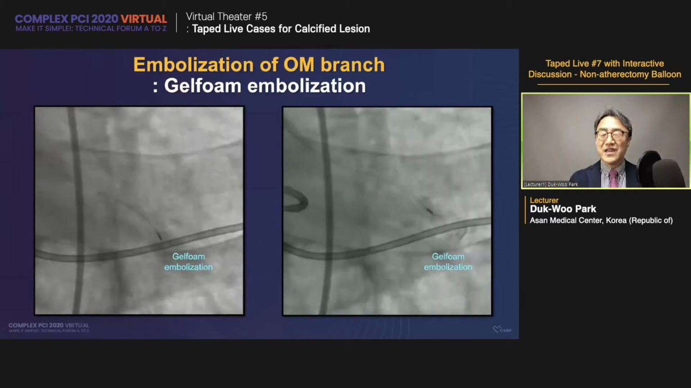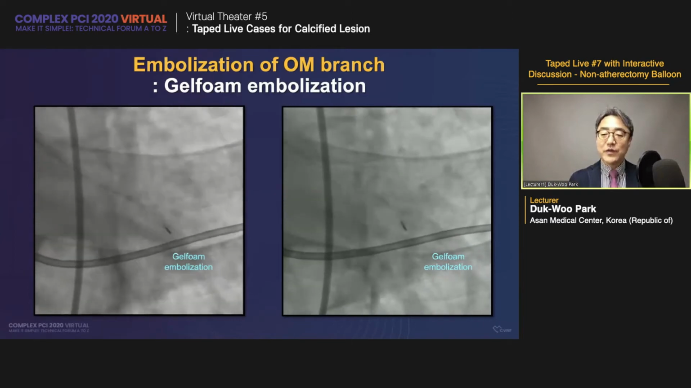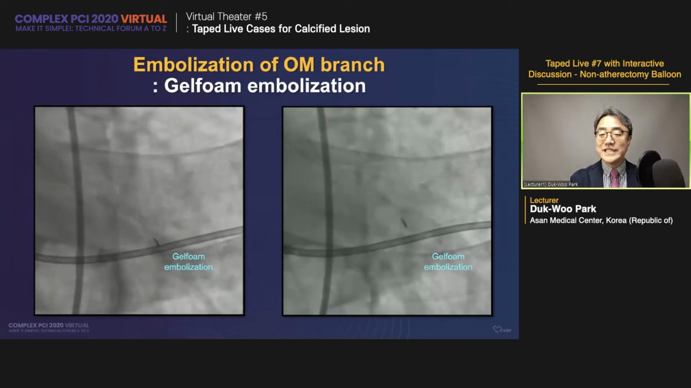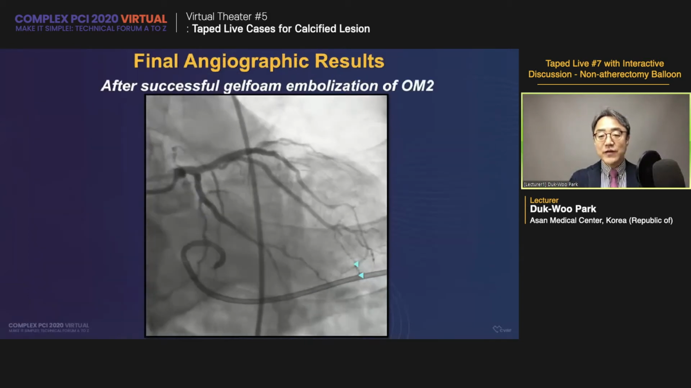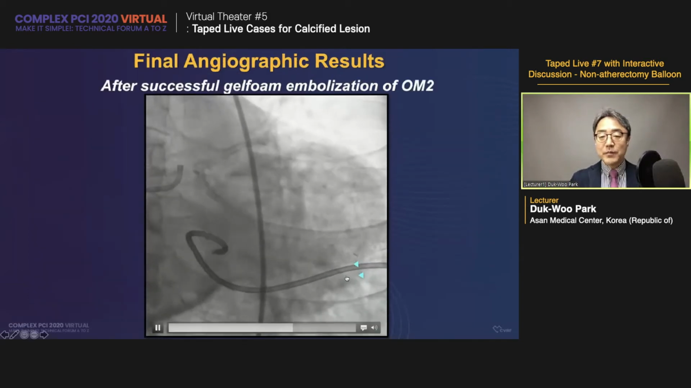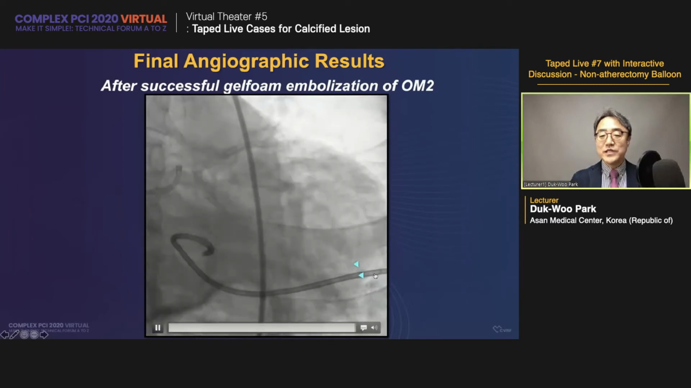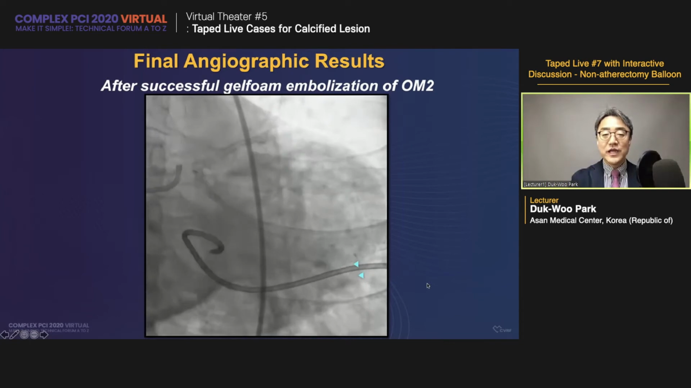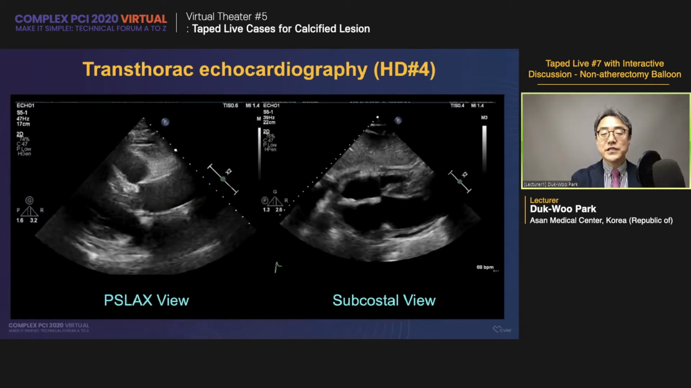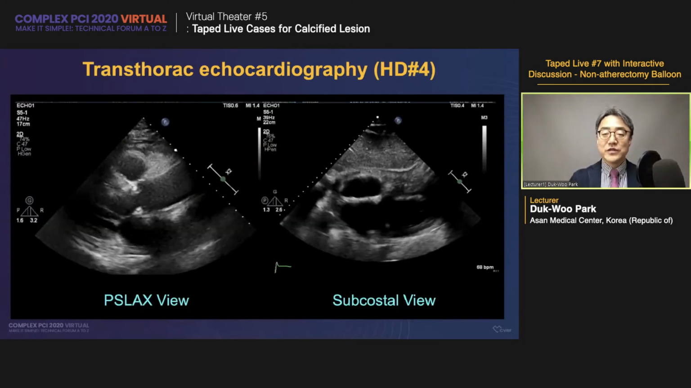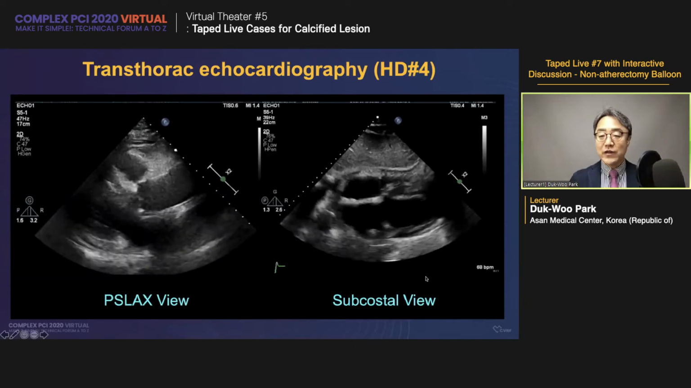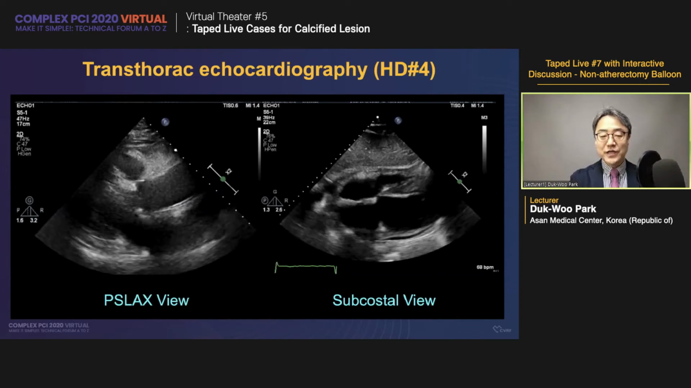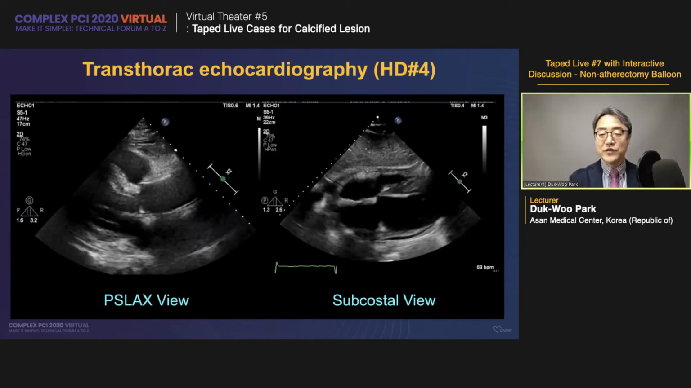was not stopped even after heparin reversal. So we finally decided on gelfoam, 1 cc, at the end of the distal part of the OM branch, and the bleeding was well controlled. The patient's transthoracic echo showed no pericardial effusion at all. The patient was discharged well. The patient is now in the outpatient clinic, and the status is good.